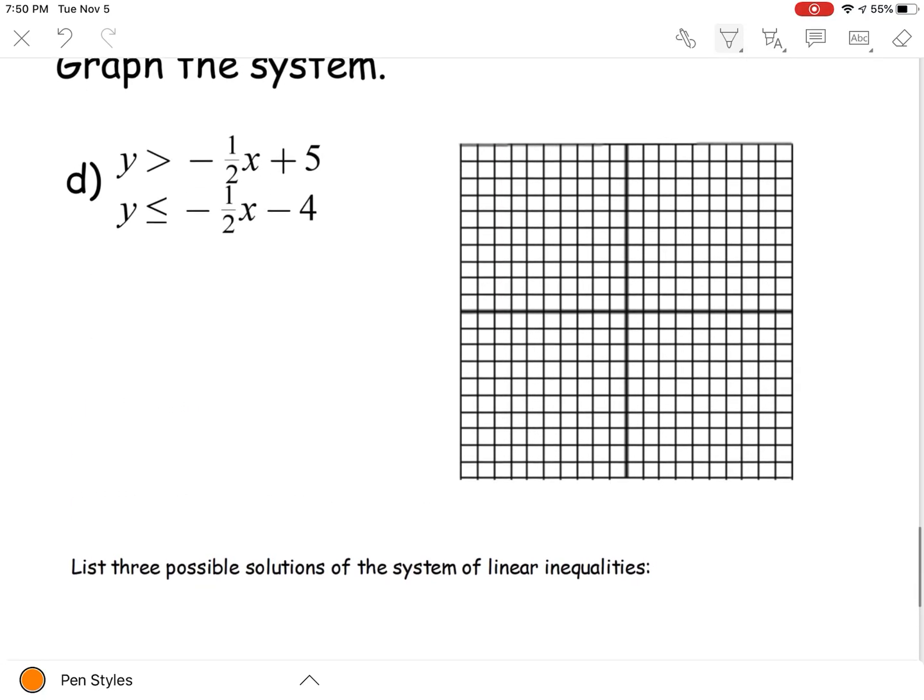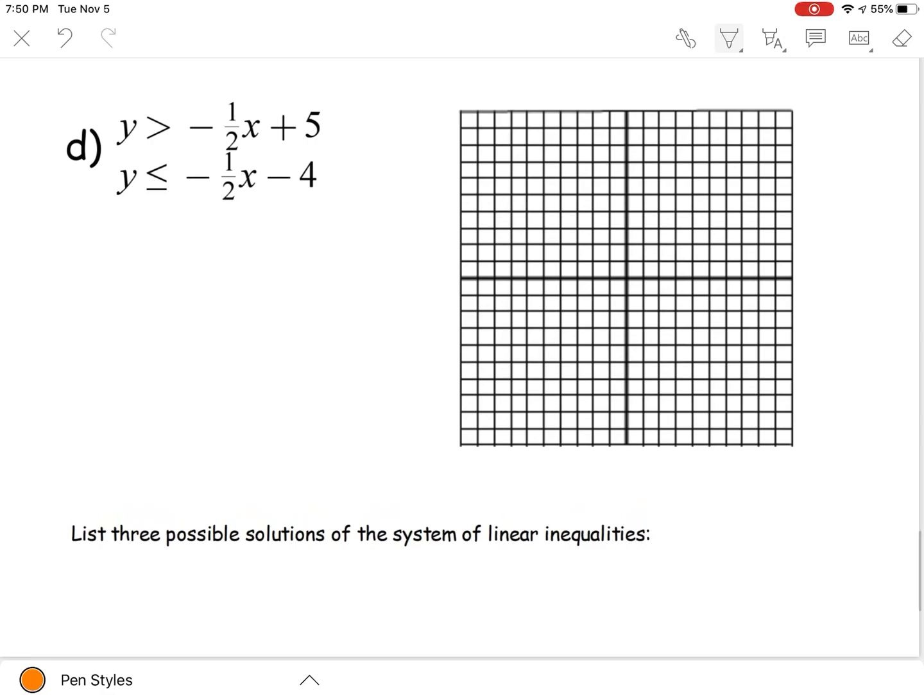Last example would be a good idea to pause and try this out. So we have D, for letter D, y is greater than negative 2x plus 5. So let's start off by graphing that. We have a y-intercept of 5, so we're going to find 5 on our y-axis. And then since our slope is negative 1/2, we're going to go down 1, to the right 2. Down 1, to the right 2. And notice how when we do that, our line is decreasing, which is what should happen since it is a negative slope. Well, it's not equal to, so we're just going to kind of dash our line in. Right? It's not a solid line, it's just a dash line.